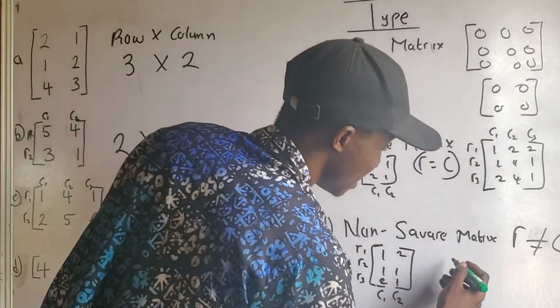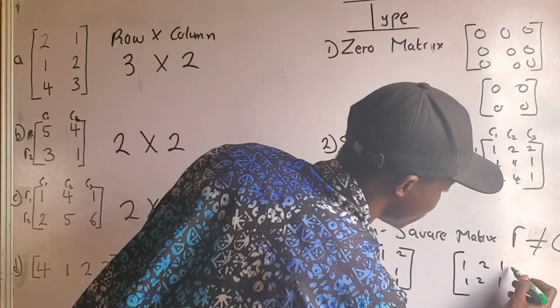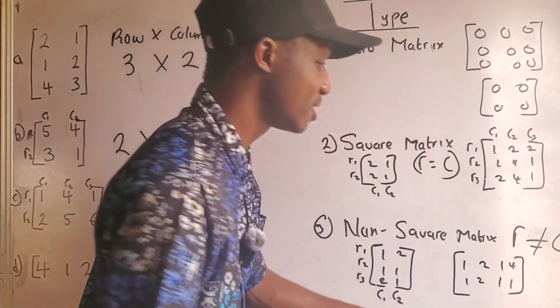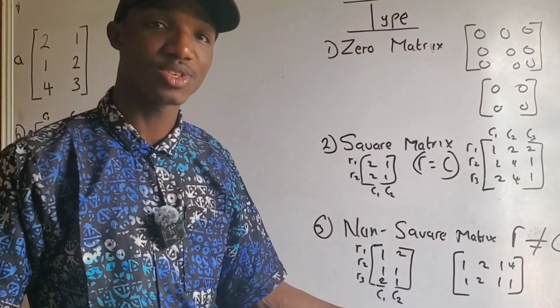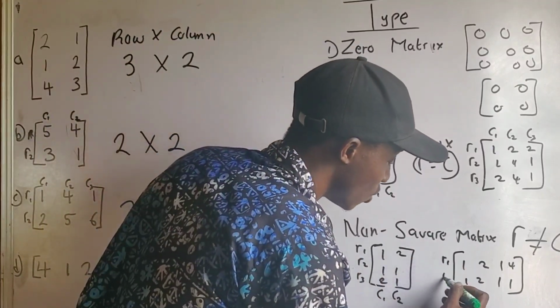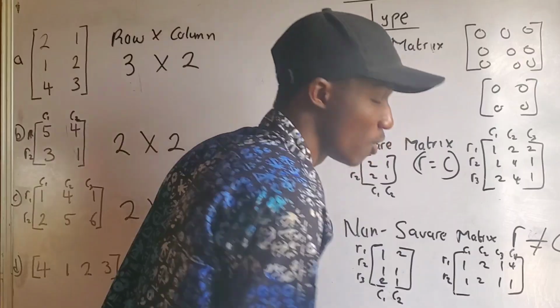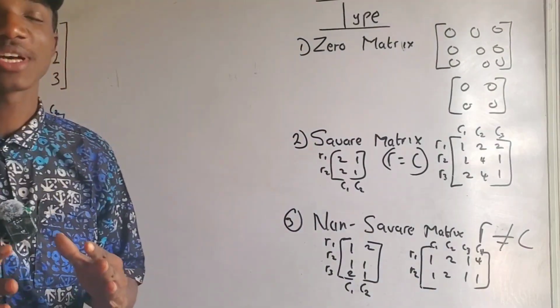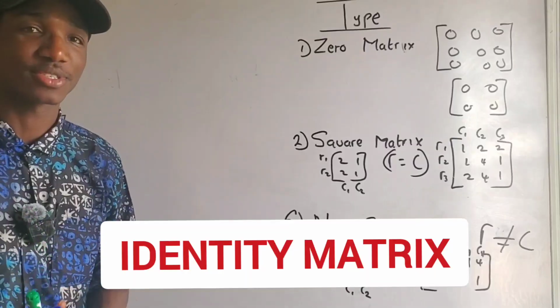Give me more examples. Let's say another one is this: 1, 2, 1, 2, 1, 1, 4, 1. Okay, this is also a typical example of a non-square matrix. The simple reason is that if you look at this matrix, we are having how many rows? We're having two rows. This is row 1 and this is row 2. And this is column 1, column 2, column 3, column 4. Do you understand? Another type of matrix that we're going to talk about is the identity matrix.